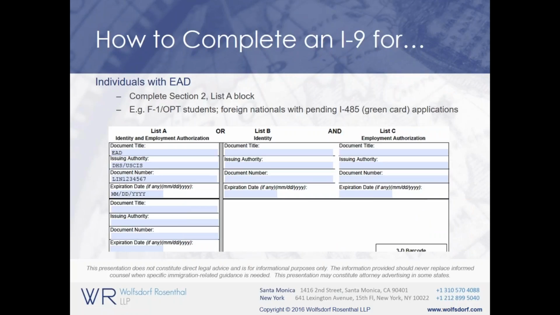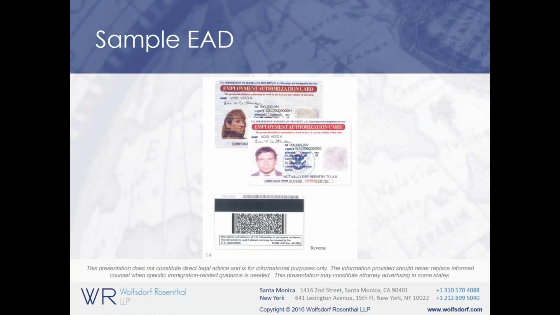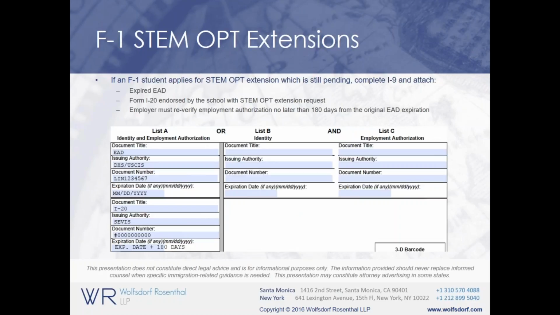How do you complete an I-9 for someone with an employment authorization card? In this case, an employment authorization document is a list A document in and of itself. So all you need to do is fill out EAD for document title, put the document number, put the expiration date, but make sure that you're going to be re-verifying this person on or before that expiration date. Here are some sample employment authorization documents, just so you can have an idea of what you're looking for.